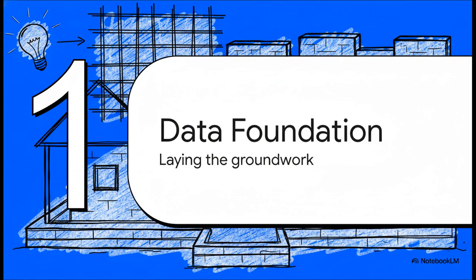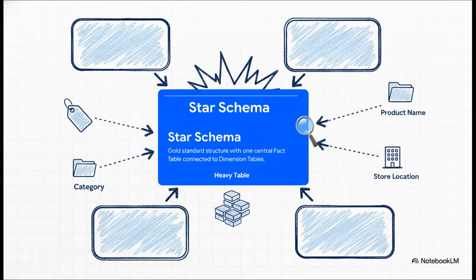Section 1. Laying the data foundation. As any good builder knows, you absolutely cannot wire the electricity until the concrete foundation is poured and completely set. Think of the star schema as your reliable, go-to blueprint for that foundation. It gets its name because it literally looks like a star. You place your fact table directly in the center. This table holds your heavy quantitative data, things you can actually count or sum up, like sales amounts, quantities, or a date ID. Then, radiating outward from that center, you have your dimension tables. These are the descriptive details that give your numbers all their context, like the specific product name, the category, or the store location. This structure is famously known as the gold standard for a reason.